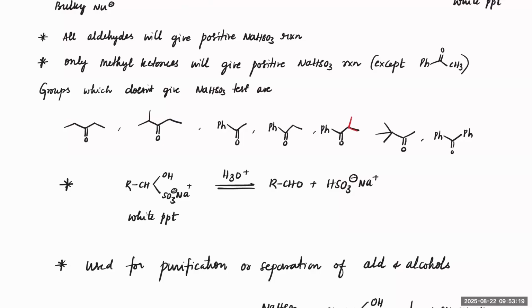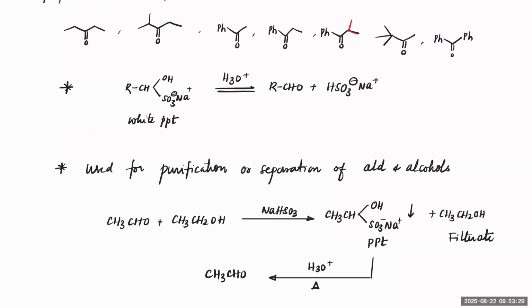Normal ketones will give, like acetone, okay, butanone. Those kind of cases will be given. Clear? हाँ सर. Now you can see when you hydrolyze this one, again you will get this as an aldehyde, and this will get back into the sulfate form.